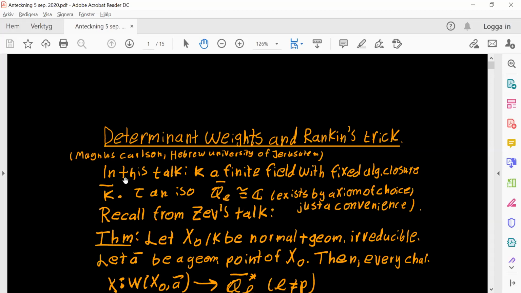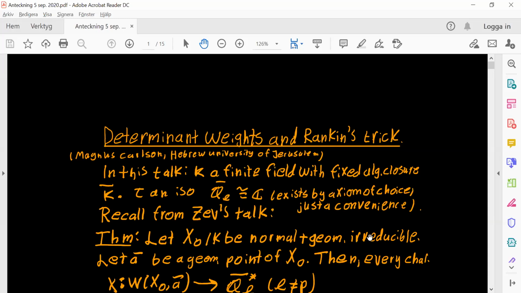You see this? Great. So in this talk, K will be a finite field with some fixed algebraic closure K bar. And I will also fix an isomorphism tau between the algebraic closure of QL, the L-adic numbers, where L is not equal to P, and the complex numbers. As you know, this is just convenience and exists by axiom of choice. I think Deligne writes in Weil 2 that he doesn't believe in the axiom of choice and thus doesn't believe in this isomorphism, but it's not really important because you can show that all numbers that appear will be algebraic.